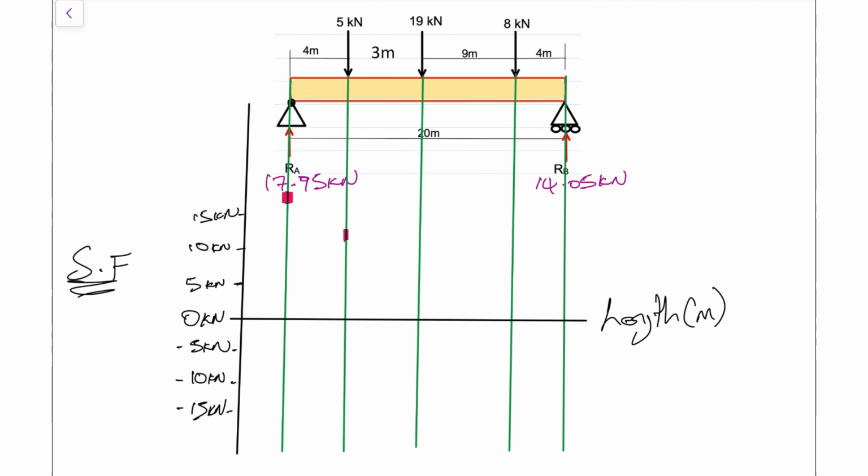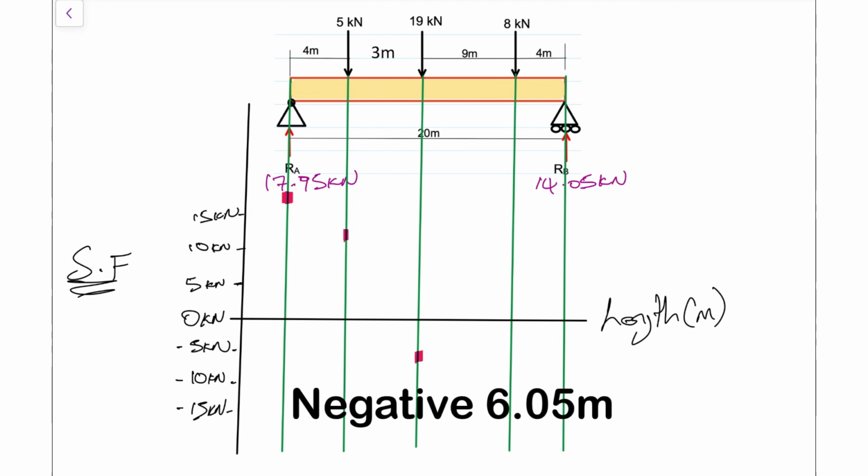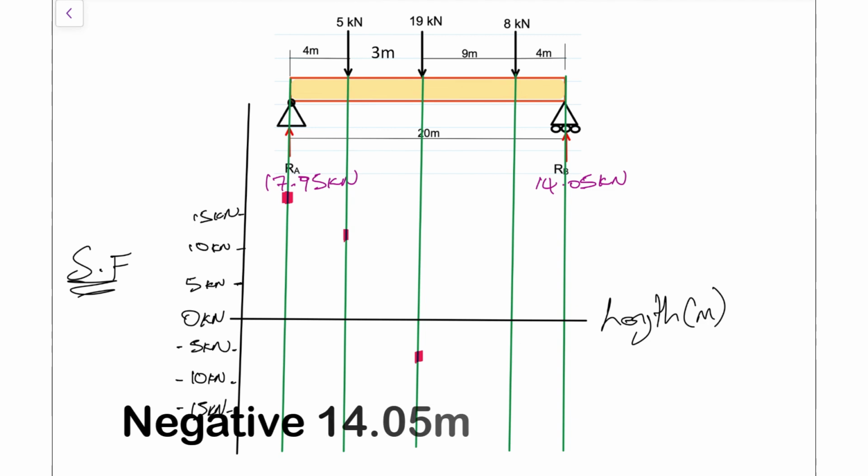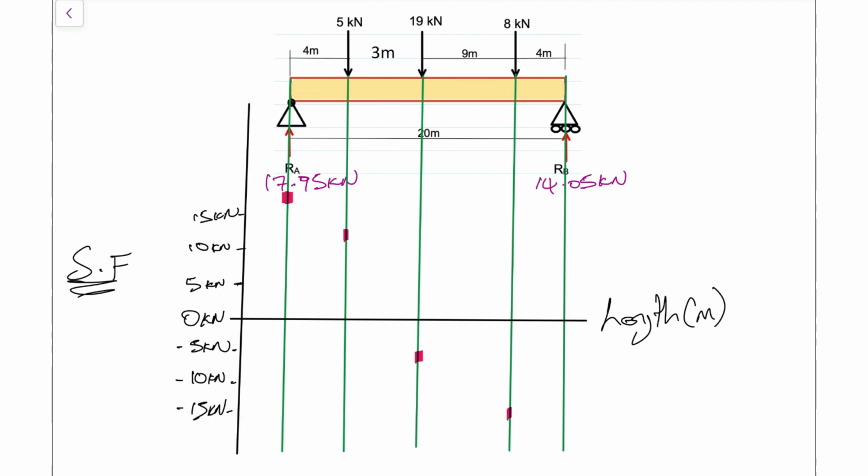From 12.95, we're going to go down by 19. That's going to take us to negative 6.05, somewhere around here. Then from that 6.05, we're going to go down by 8 once again. That's going to take us down to negative 14.05, somewhere around here. And then from 14.05, we're going to go across to our reaction, and that's now going to take us all the way up back to our start point right there.